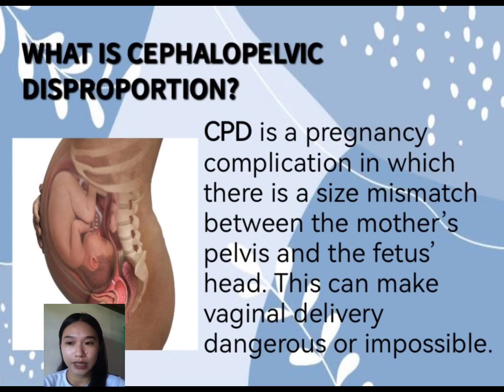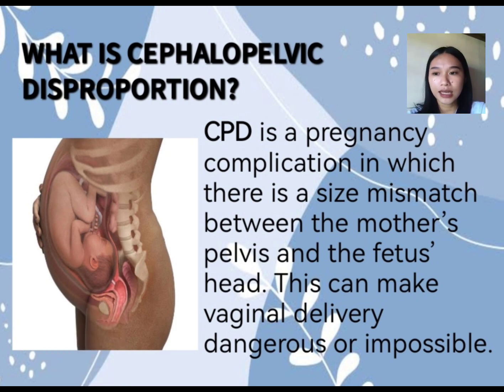So what is CPD? CPD or cephalopelvic disproportion is a pregnancy complication in which there is a size mismatch between the mother's pelvis and the fetus's head. This can make vaginal delivery dangerous or impossible. CPD is a rare childbirth complication and it occurs when your baby's head doesn't fit through the opening of your pelvis. So the baby's head is proportionally too large or the mother's pelvis is too small to easily allow the baby to fit through the pelvic opening.